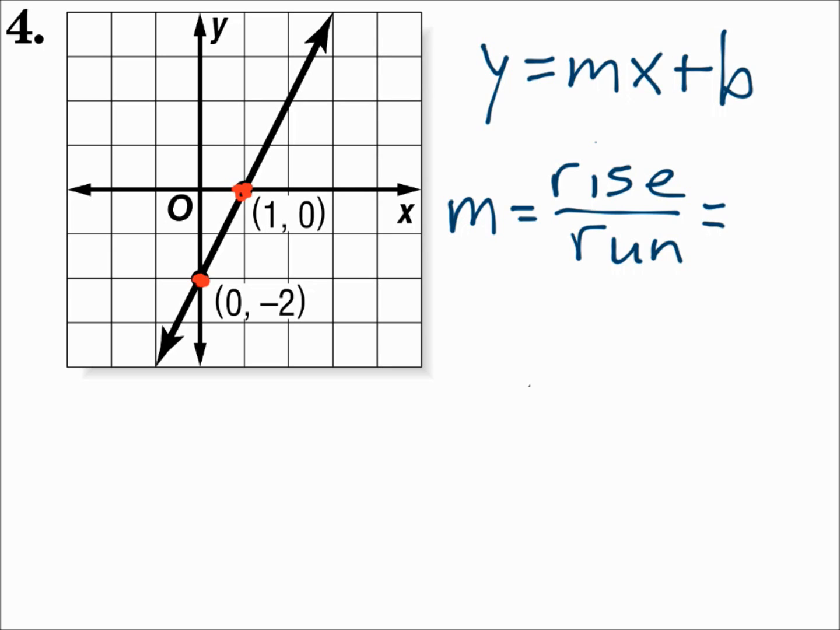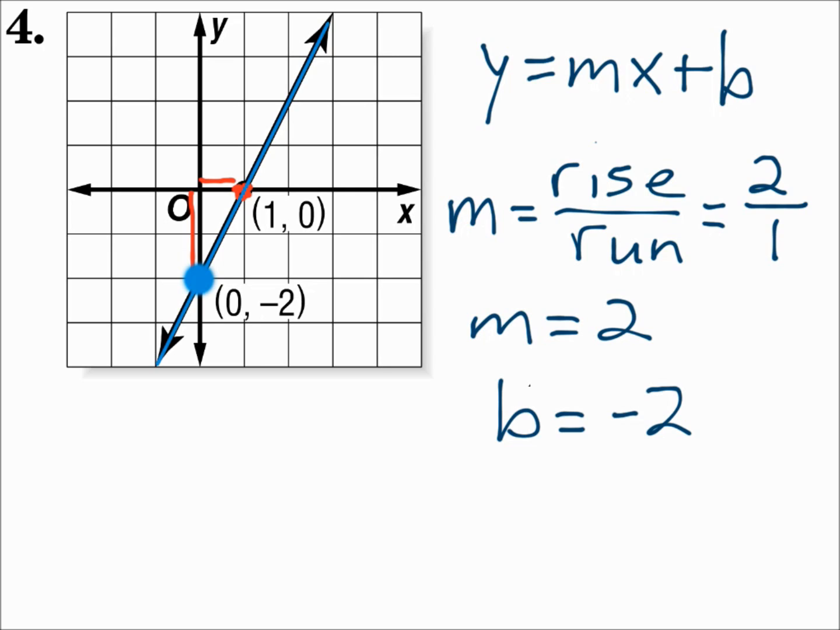From left to right, we rise up 2, so that's a positive 2. We run 1 to the right, so that's a positive 1. So the slope is 2. The y-intercept is where the line crosses the y-axis, and that happens at negative 2. So b is negative 2.